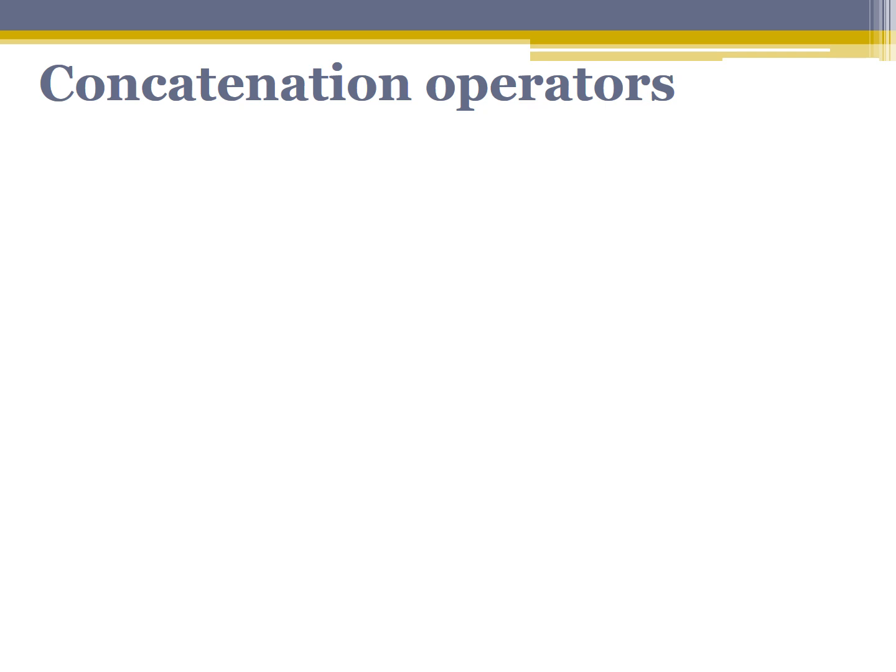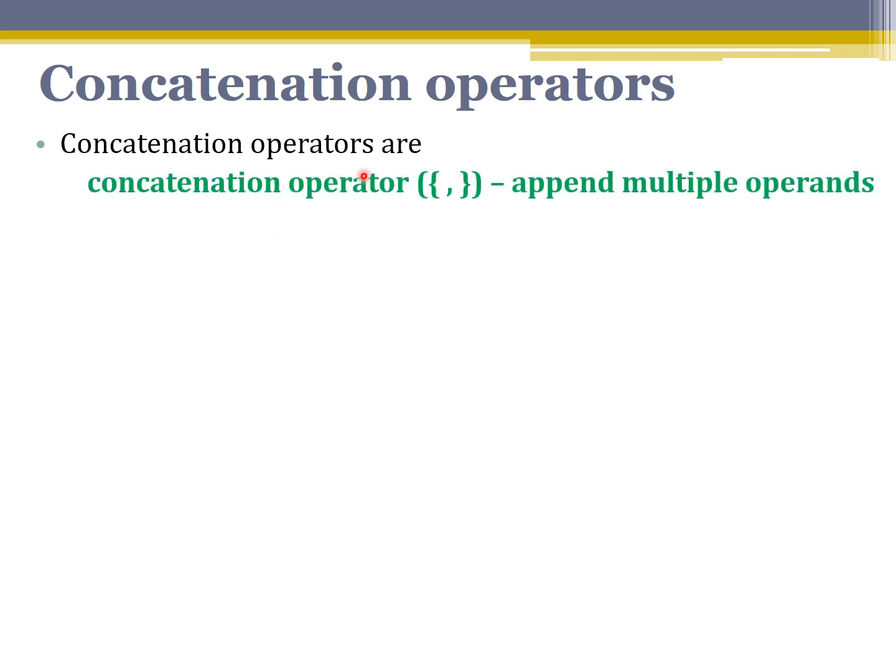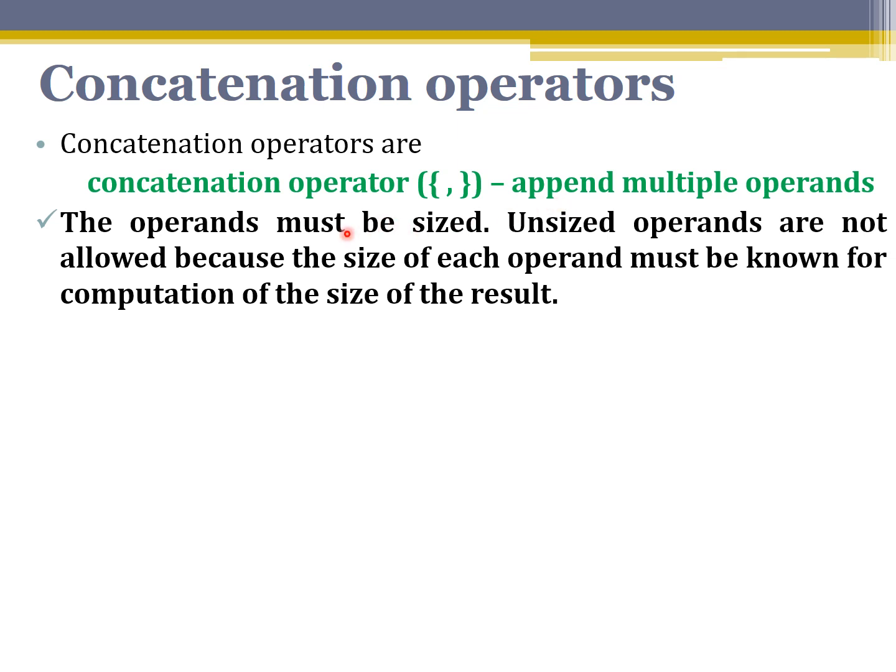Next, let us see the concatenation operators in Verilog. Concatenation basically means joining or appending. The concatenation operator in Verilog is the curly braces, which is used to append multiple operands. Append means join multiple operands. The operands must be sized, that is, they have to have a size. If they are unsized, then it's not allowed, because each operand's size must be known before it is used in the computation to know the final size of this concatenation.